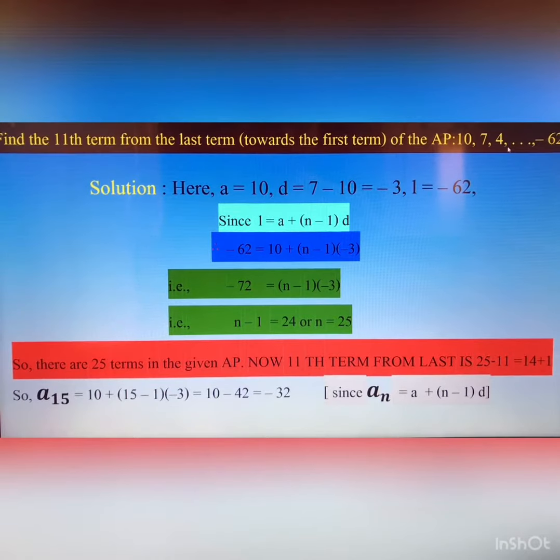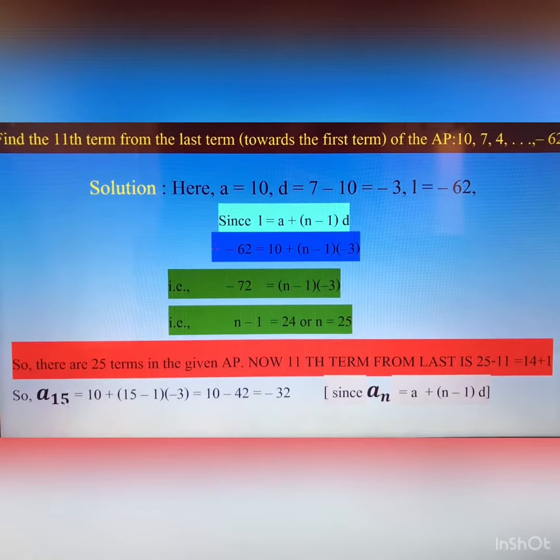Clear? I want to once again tell you that the question says find the 11th term from the last, means from minus 62 we will find the 11th term. But first of all we will find the total number of terms. The total number of terms in this AP is 25. Now 25 minus 11 we will get 14, and 14 plus 1, that is the 15th term, is the 11th term from the last.